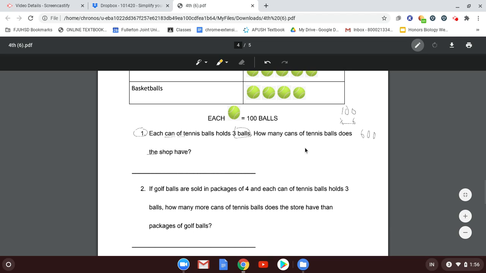So we're trying to find the number of cans there are. If we have 600 balls and 3 balls go into 1 can, then we can just divide to figure out how many cans there are. 6 divided by 3 is 2, and then we can just use the basic pattern that we did before. 600 is basically 6 times 100, so we can just do 2 times 100. So how many cans of tennis balls does the shop have? 200 cans of tennis balls.